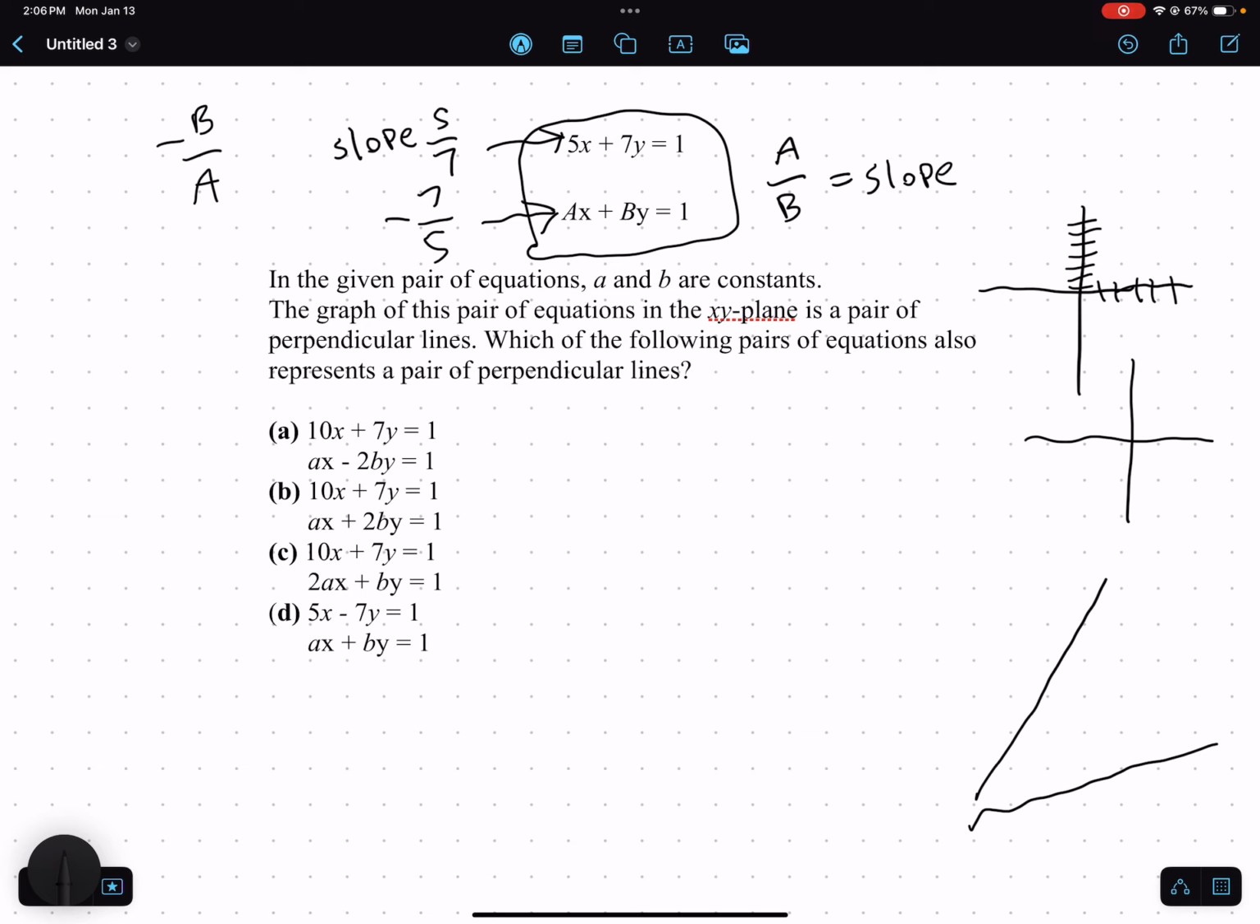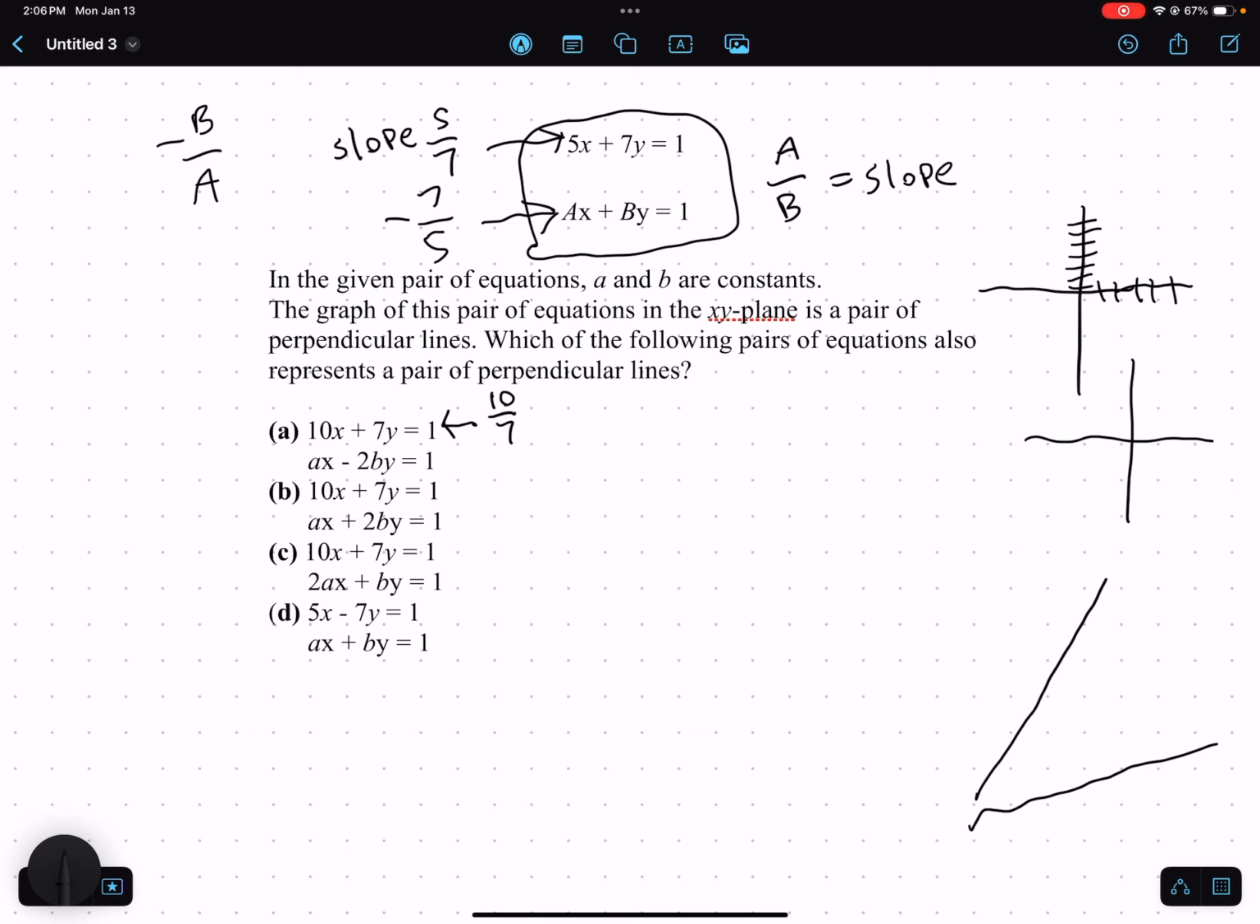They give us 4 choices, and they're almost the same. We've got 10x plus 7y equals 1 as the first equation for all 4 of the choices. So what we're going to do here is go through some simple reasoning. What we need to know is the slope of this first equation, 10x plus 7y equals 1. The slope is 10 over 7, of course. So the a is 10 and the b is 7. So that's the slope of that equation.